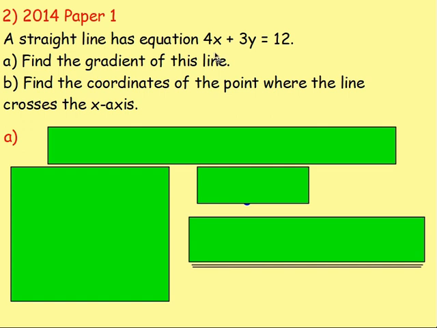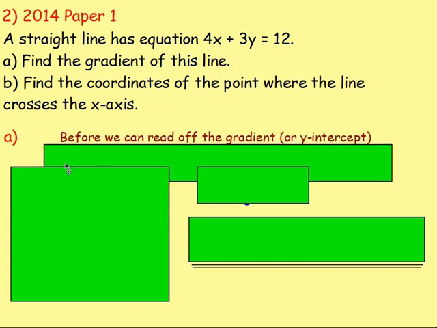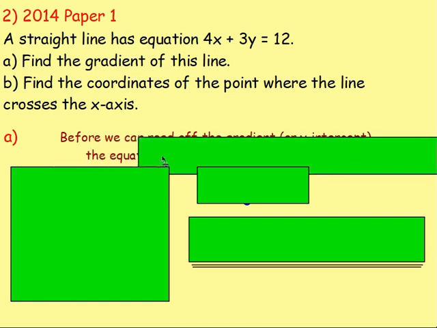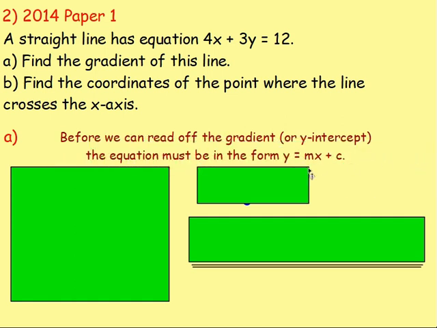So, part A, find the gradient of this line. How do we go about doing that? Can you help us out, Jamie? Yeah, Jamie, you are perfectly right. Good. In order to read off the gradient, or the y-intercept, if we were asked for it, we have to rearrange this equation. We have to make sure it's in the form of y equals mx plus c, or specifically, just y equals. You've got to get the y just on its own.